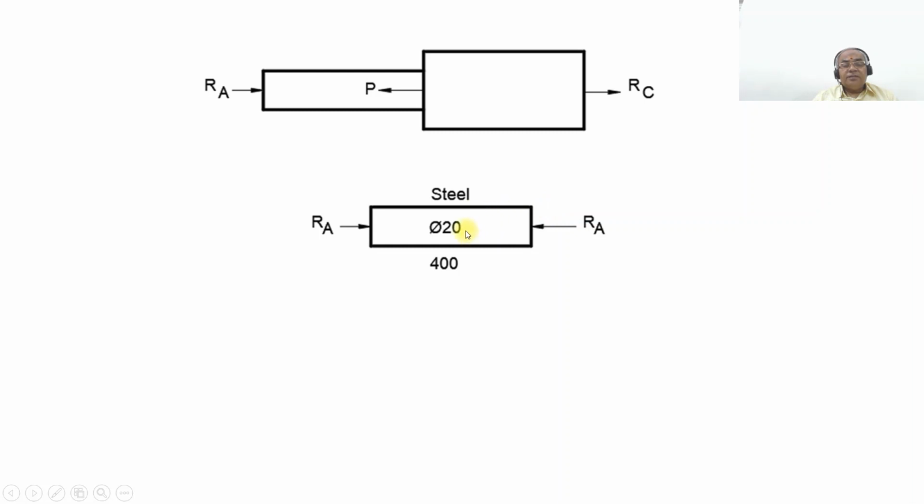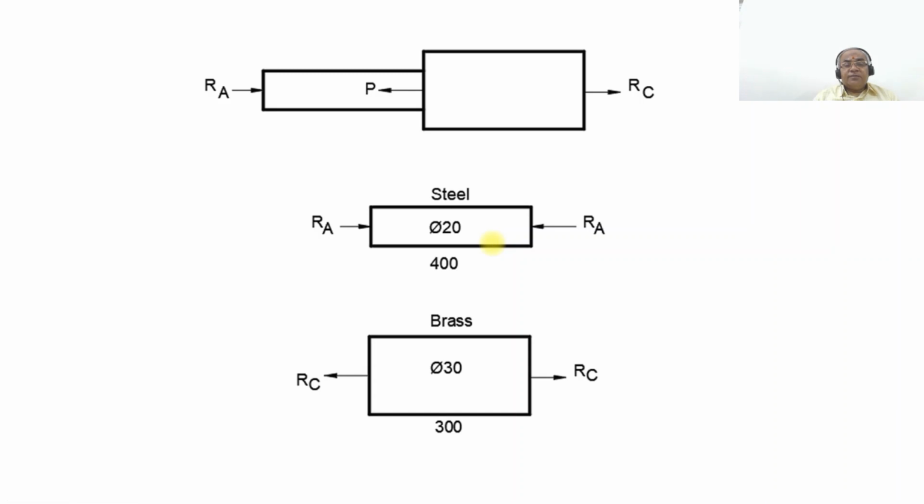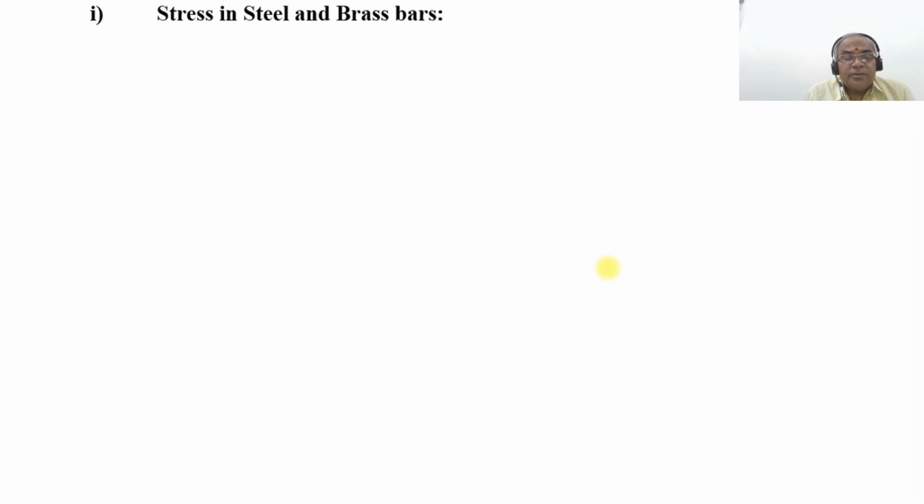So the steel bar has diameter 20 for a length of 400 mm. Similarly, when you are considering the brass bar, the load is acting towards the right side, which is fixed, which is RC. To keep it in equilibrium, RC will also be acting in the opposite direction, which becomes tensile. So we have a diameter of 30 on the brass bar and a 300 mm length. You have the diameter as 20 for the steel bar and a length of 400. So this is how you will be able to write the free body diagram. What will be the stress in the steel and brass bars?